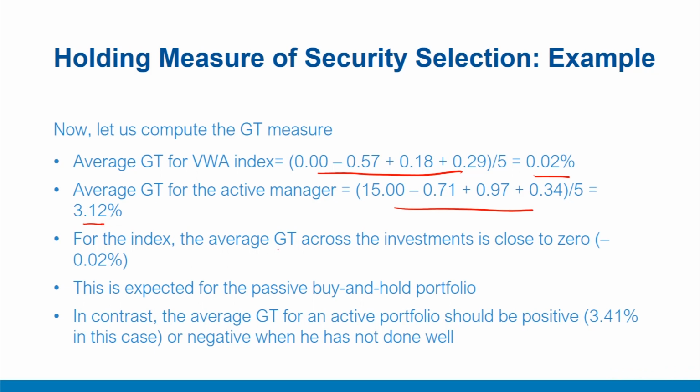This is intuitive also, because the passive fund manager is expected to buy and hold a portfolio with not much excess return, and they are closer to their benchmark return, closer to zero. For an active fund manager, he is expected to bring something extra to the table, and he is offering some positive returns of 3.41%. If these returns are negative, then he has not done well, he is not performing well.